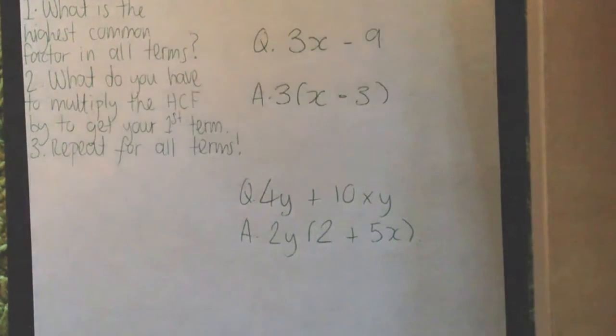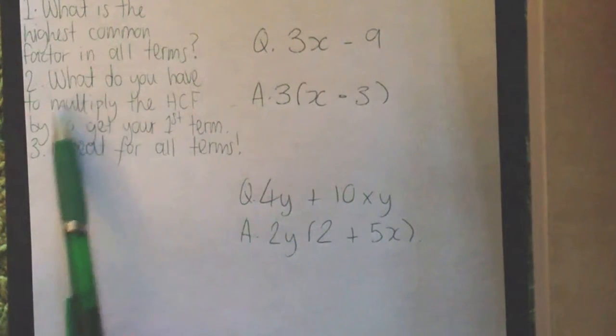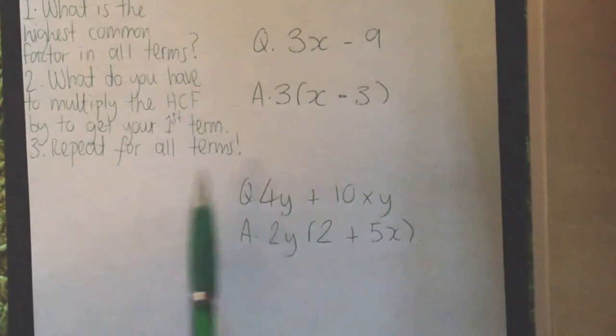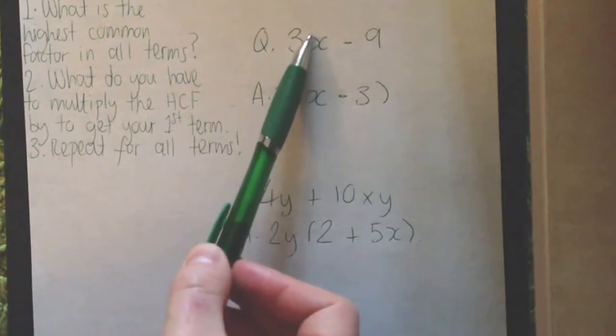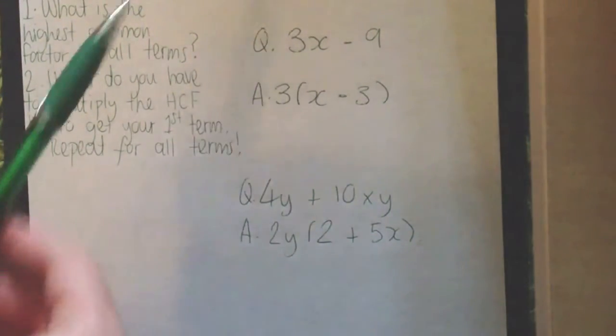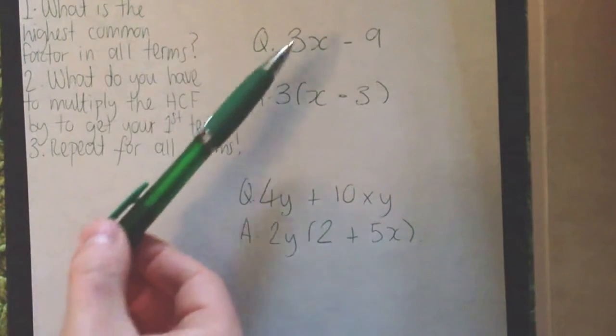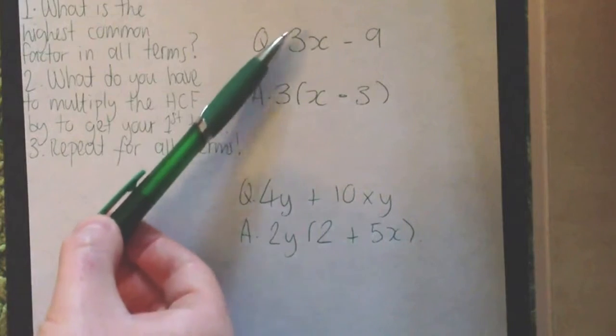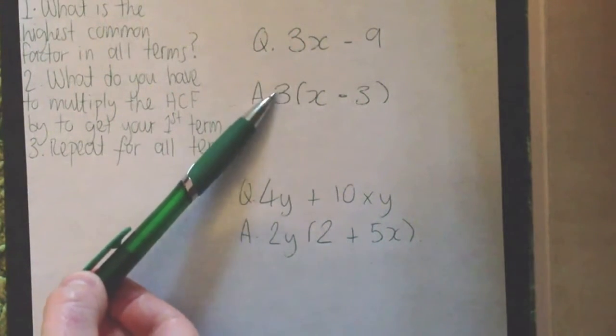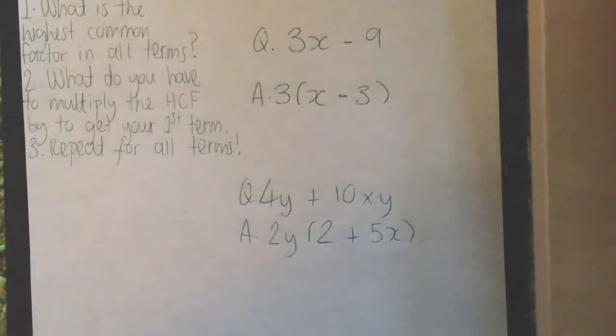Now, depending on how your brain works, you can either multiply from your highest common factor, so from your 3 to 3x, or if it's easier for you, you can also ask yourself, what do you have to divide your expression by? So what do you have to divide 3x by to get down to 3 to get your answer here? Depends how your brain works.